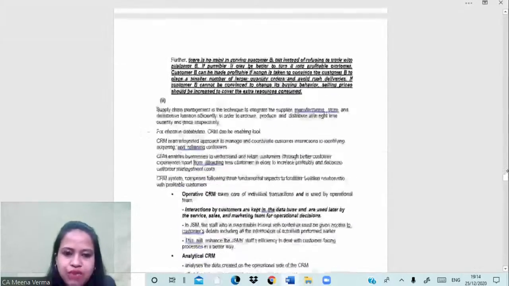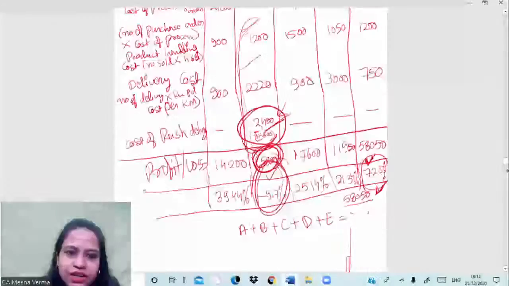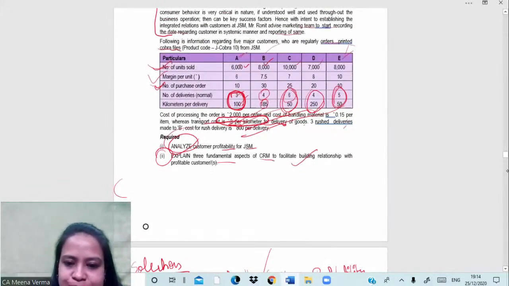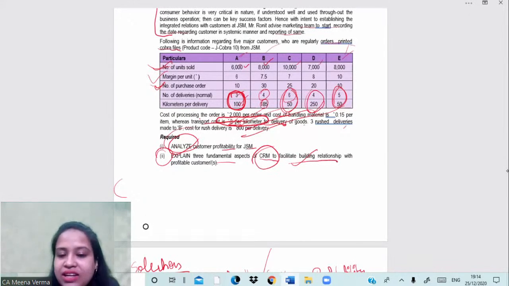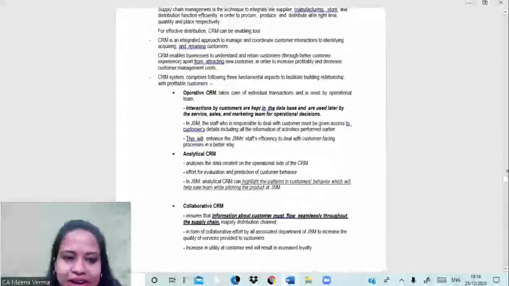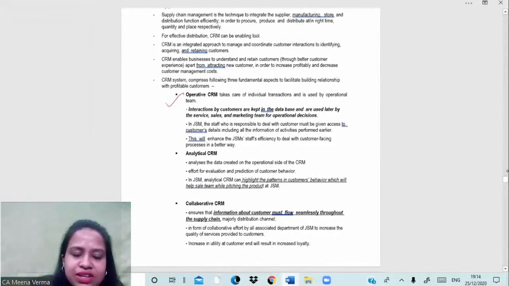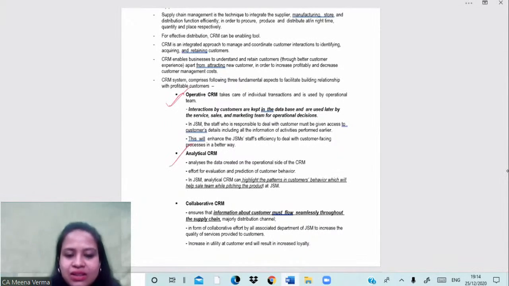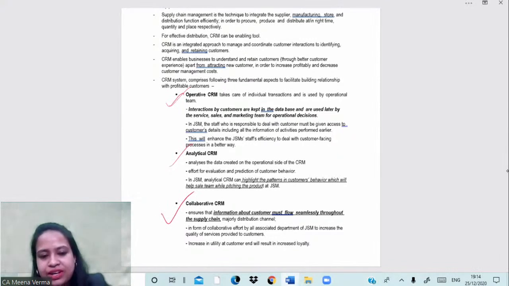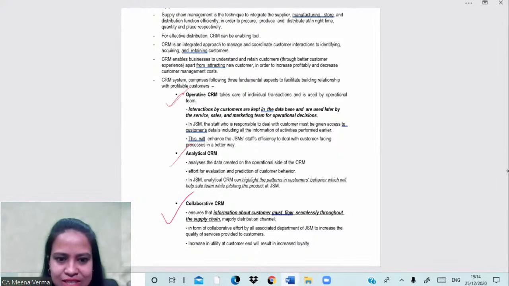So this is what we have all about here. Now the next point is to explain the three fundamental customer relationship management types to facilitate building relationship with the customer for attaining profitability. Here they have given you three types: operative customer relationship management, analytical customer relationship management, and collaborative customer relationship management.